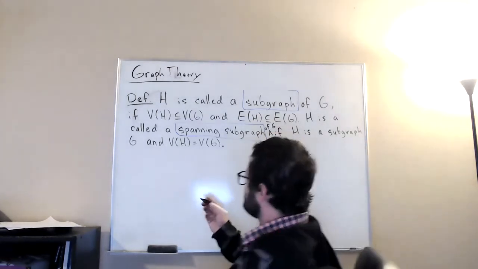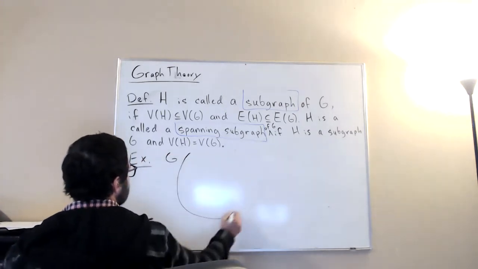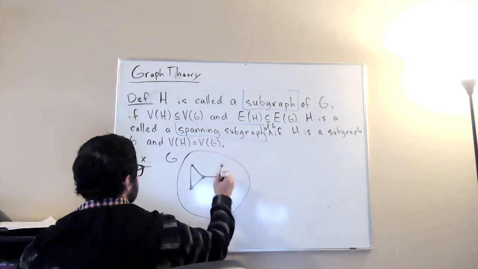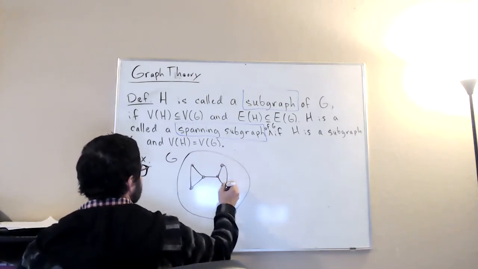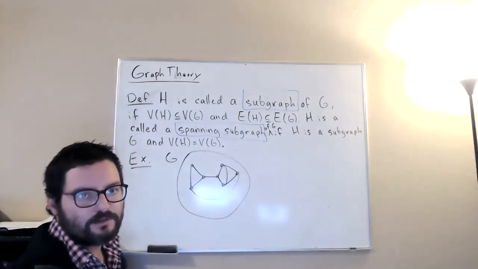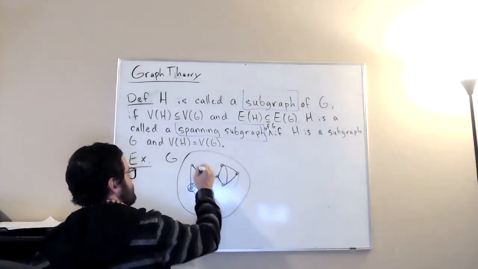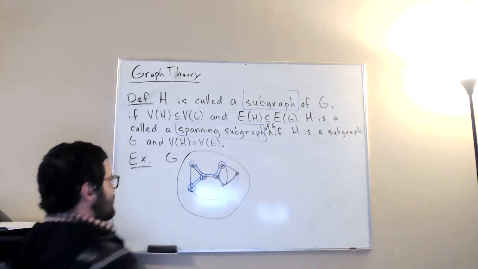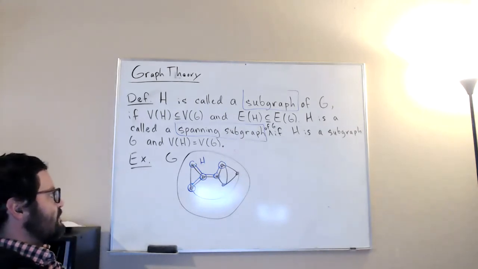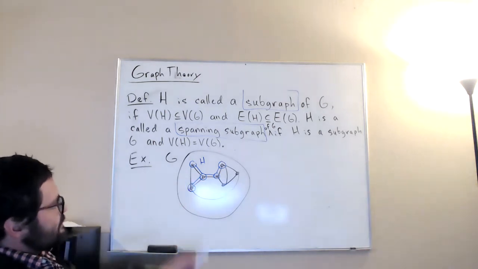Okay. So if we look at an example, suppose G is the graph given here, then that's H. That H is a subgraph of G. Okay. Is H spanning?